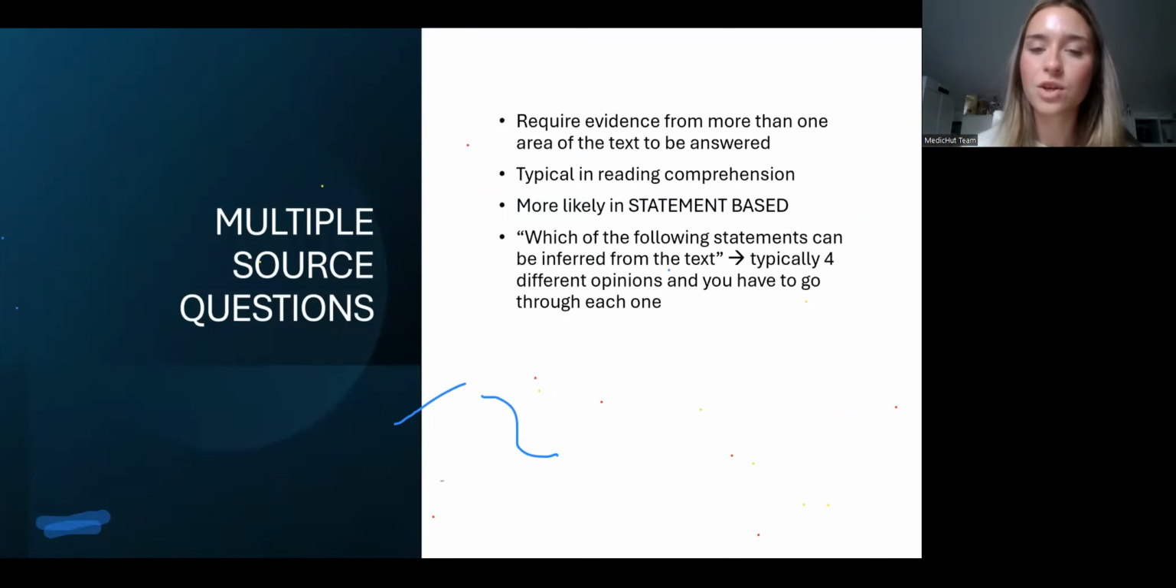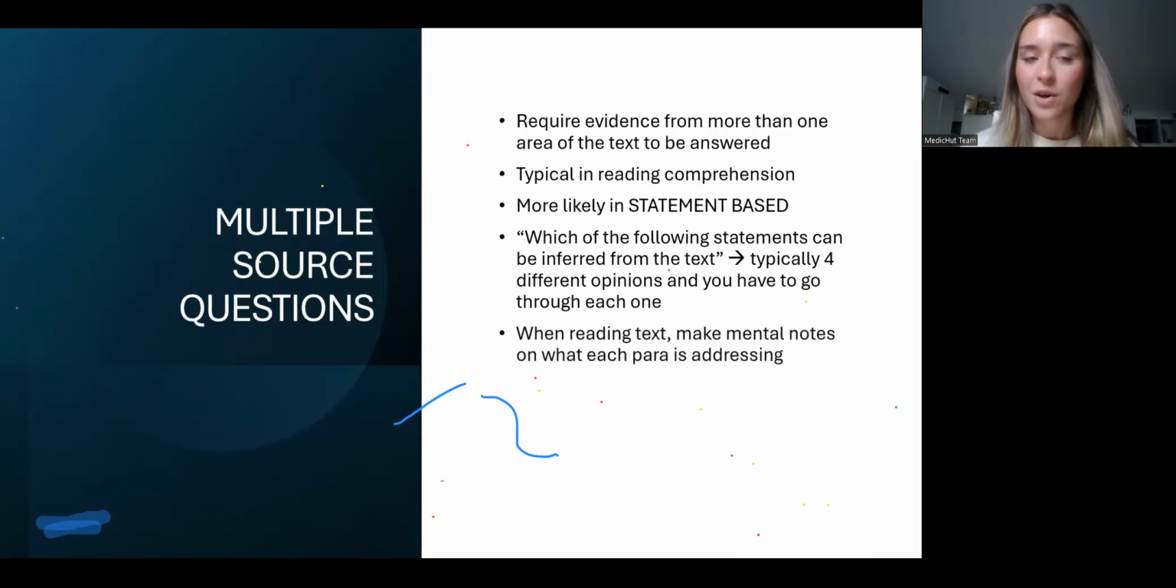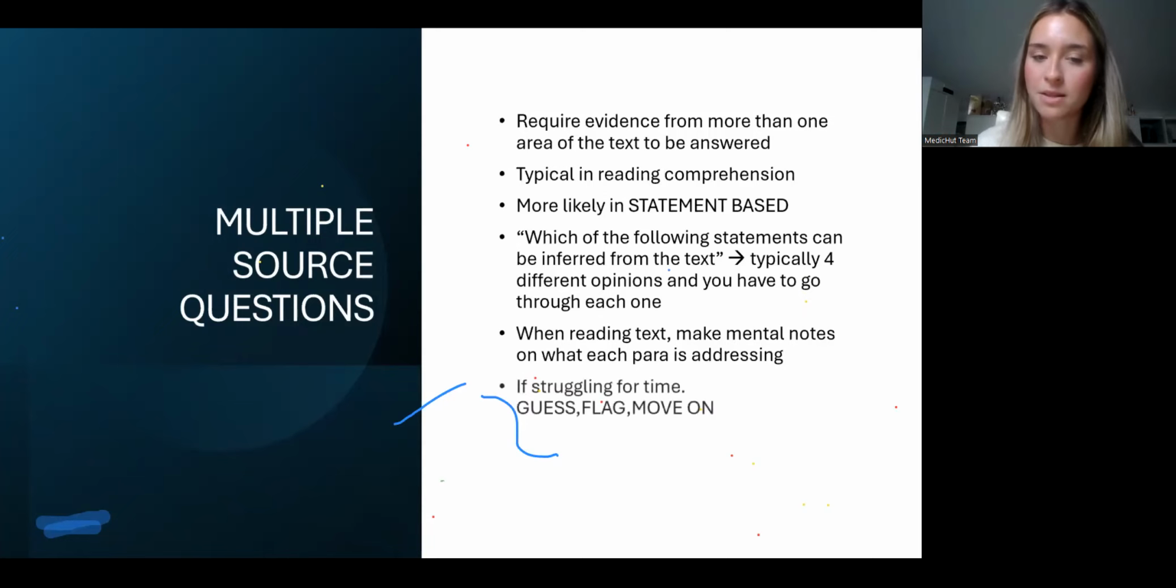So it says, which of the following statements can be inferred from the text? And then you get given 4 different statements and you have to go through each one separately. These are a lot more time consuming because, as I mentioned previously, if you were to scan in them, for example, you'd have to look at the statement, scan for words, look at the statement, scan for words, and that can just be extremely time consuming. Hence why, as I mentioned previously, we recommend reading the whole text at the beginning and just making mental notes of what each paragraph is addressing so that when you go on to answering the 4 questions associated with that piece of text, you already know whereabouts you're looking for in order to find your statements.